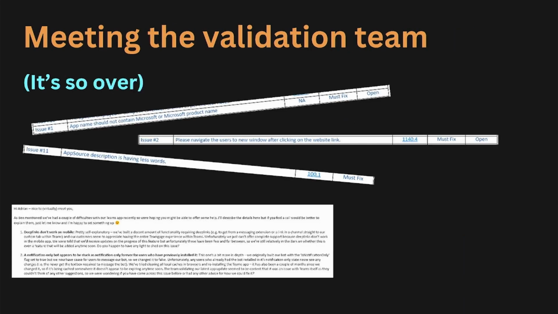Guys, they said because we're called TeamGage, we can't be on the Teams store because there's "team" in the name. They said that when users click on a link, that Microsoft controls the link, it needs to take them to a new window, but we don't control that link. It said app source description is having less words. They wanted us to implement links on mobile, but their app doesn't support links on mobile. I don't know what to do, guys, anymore.